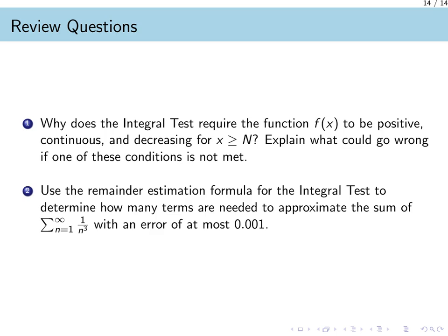The second question is a practical problem you will often encounter. It asks you to use the remainder estimation formula. Specifically, you need to determine how many terms of the series, the sum from n equals 1 to infinity of 1 over n cubed, are required to approximate the total sum with an error no greater than 0.001. This involves setting up an inequality using the remainder bound we discussed. I encourage you to pause the video and work through these problems, as they are an excellent check on your understanding.